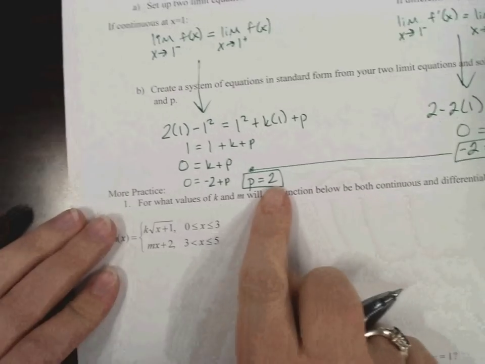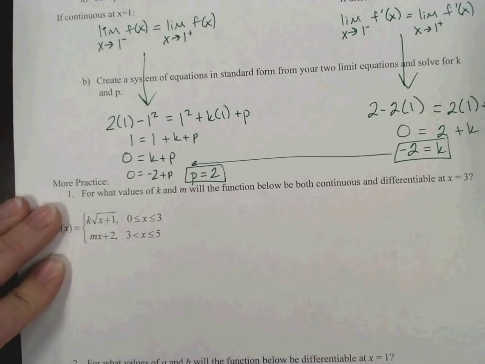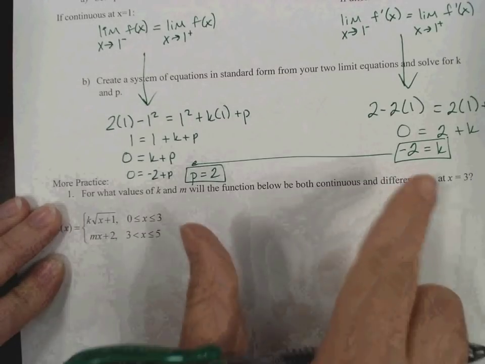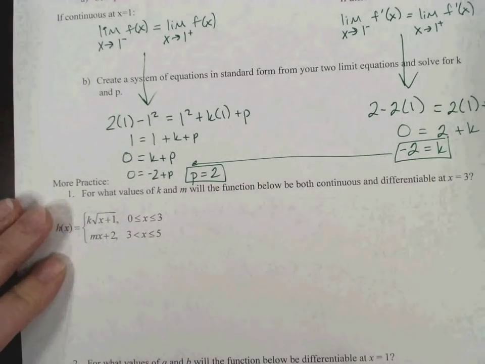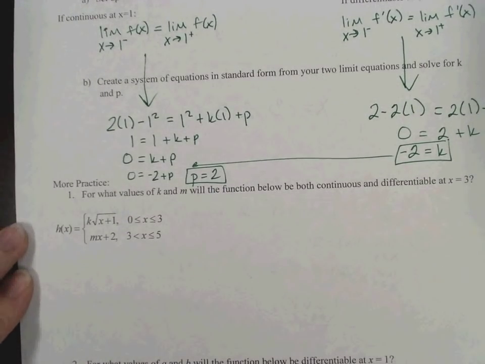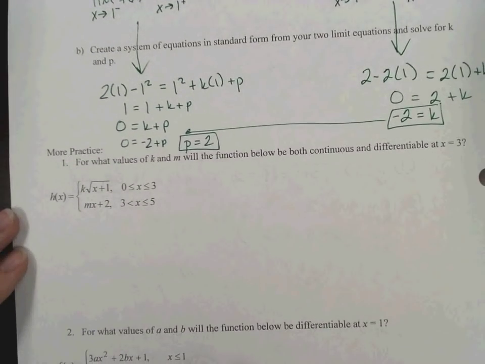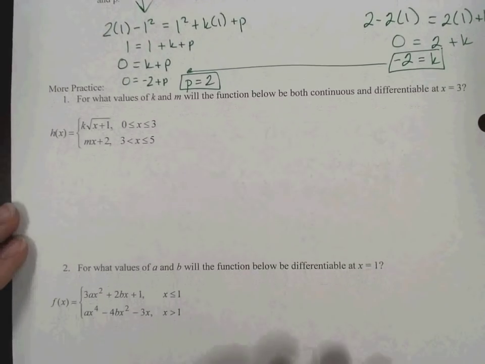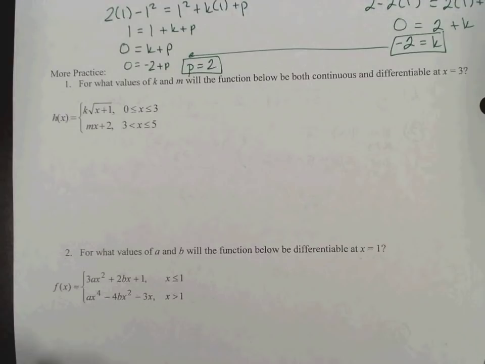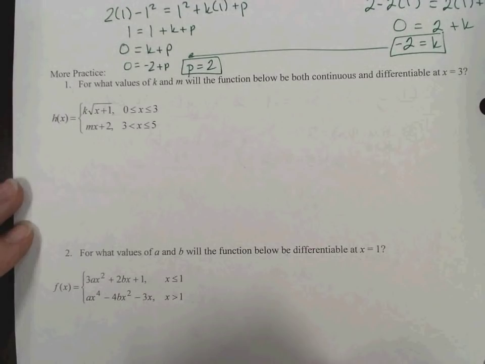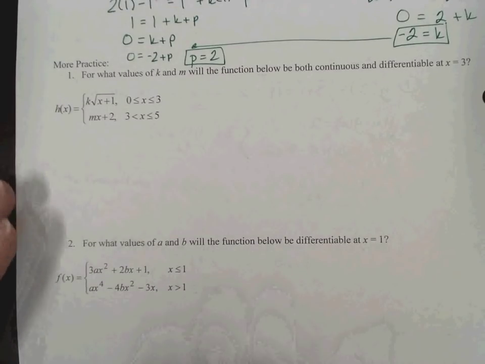So these two are my answers to the question where it said for what values of k and p will the function be continuous and differentiable. And that happens when p is 2 and k is negative 2. Okay, I want you to try 1 and 2 on your own, and I will put the key for that on the website. I'm not going to walk you through it step by step. I want you to try it, but I will work them out and put them up for you.